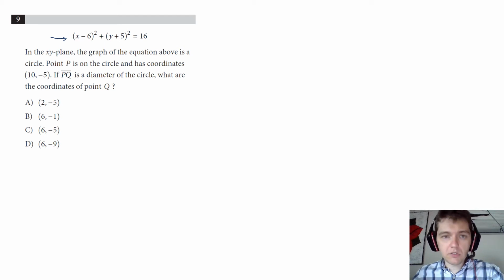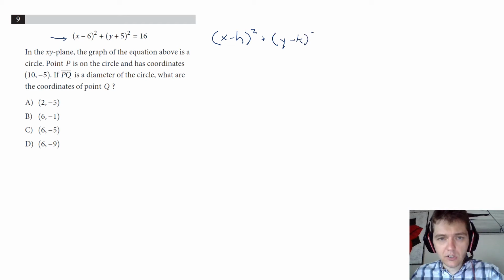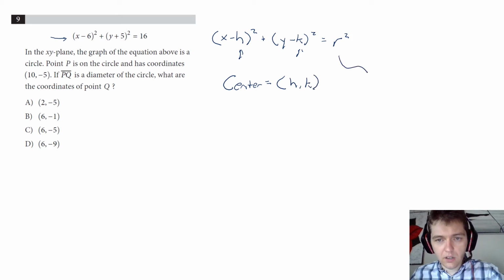The standard equation of a circle is x minus h squared plus y minus k squared is equal to the radius squared, where h and k, the center of the circle, is equal to h comma k, and again, this is the radius of the circle.